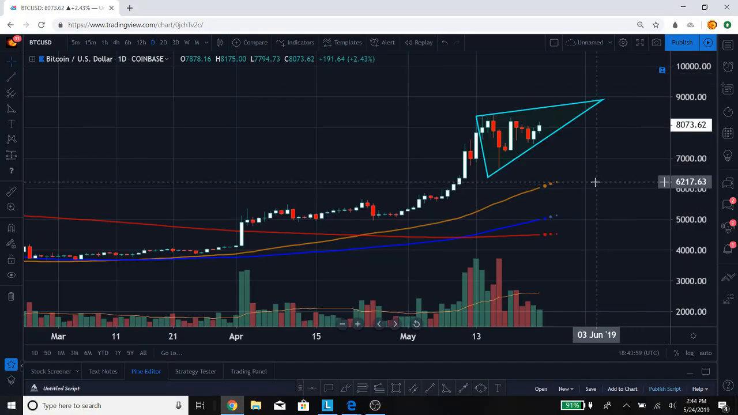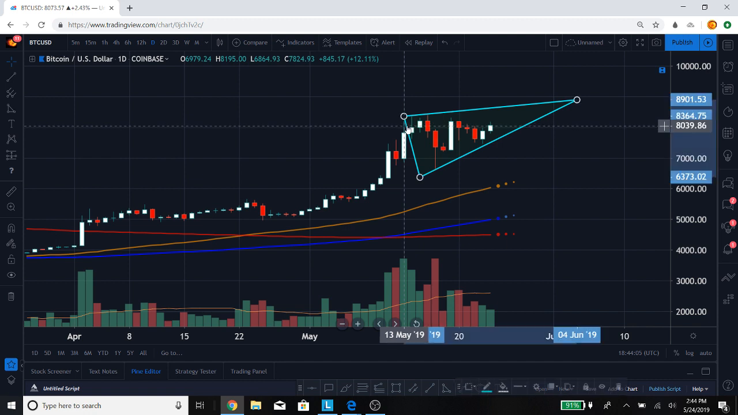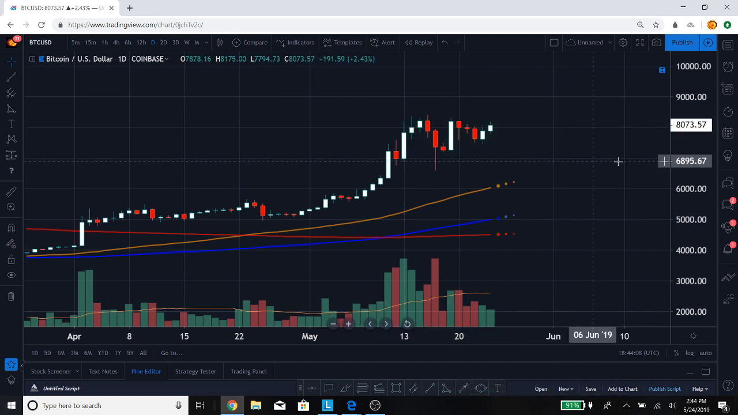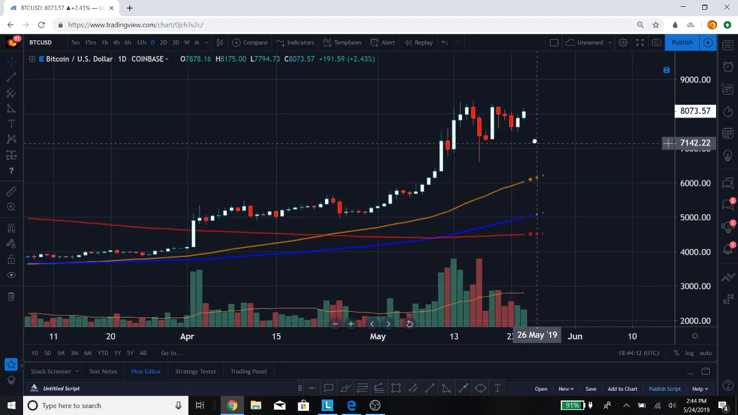Gonna do a quick check here on Bitcoin's price action. This is the daily chart we've been watching here. And we'll get rid of that for just a moment before we determine what kind of a pattern, what kind of a shape of Bitcoin's price action we're actually creating here.